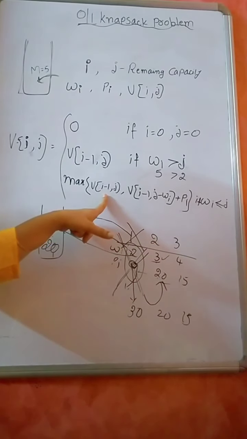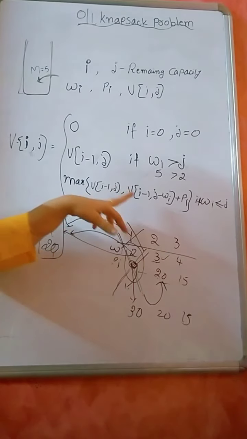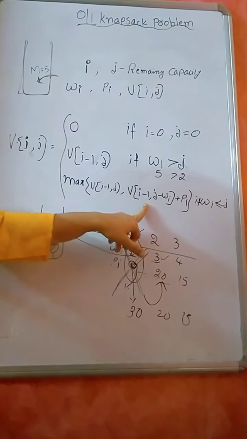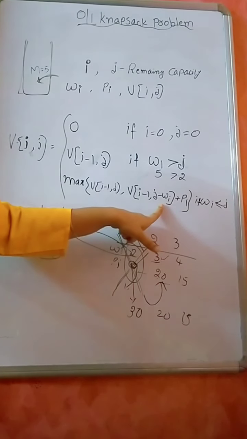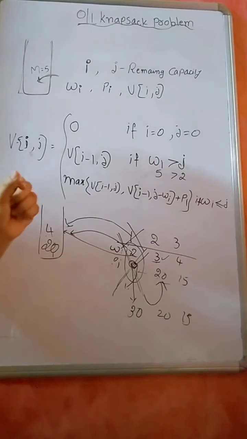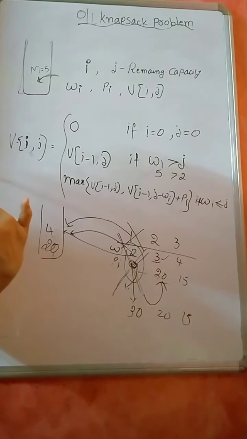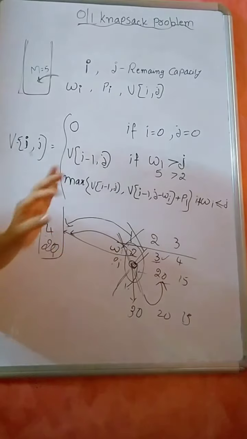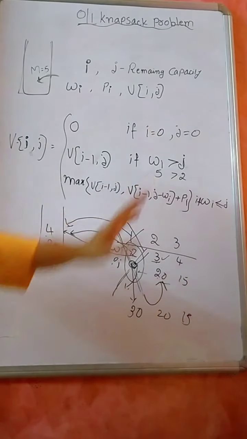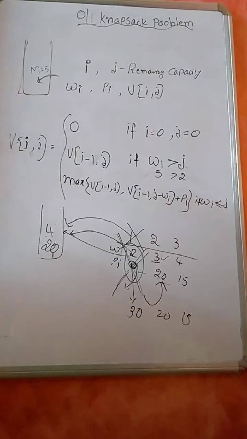Rejecting means previous profit, same thing, previous profit here also. And selecting the object means what? Previous profit plus adding the profit of this new object that we have selected. So what is the previous profit? It is V of I minus 1 comma J minus Wi. Why does this J minus Wi come here? Because I am selecting this object, its weight has to be subtracted from the previous remaining capacity. So this is my previous profit plus the profit of selecting this particular object. So these are the three cases that you need to remember in case of the 0-1 knapsack problem.